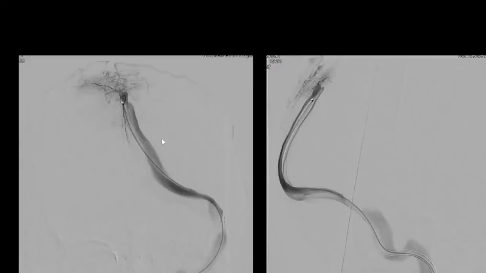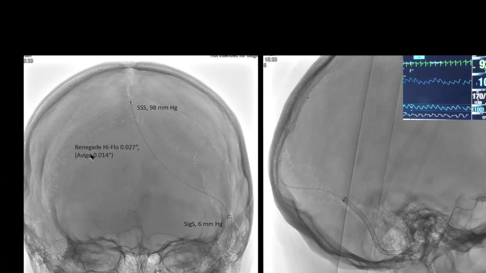So we do a venogram and then we measure the pressures. And in this case, you can see the venous outflow resistance on the left side on AP and lateral views. I use a Renegade high flow because it's cheap. I've never had to use a Marksman or a Phenom or more expensive microcatheters, and either an Avigo 14 or a Headliner 16 wire. And in this particular case, it was the most dramatic pressure that I have seen.